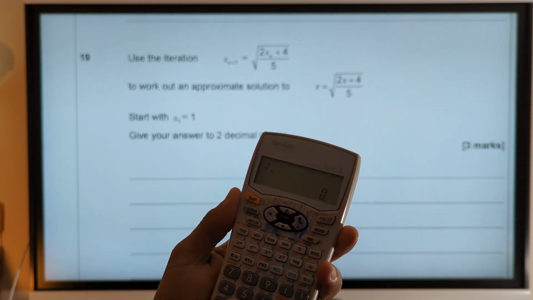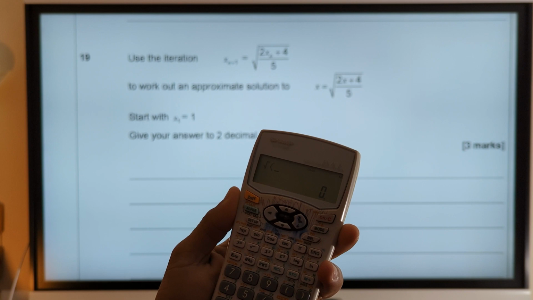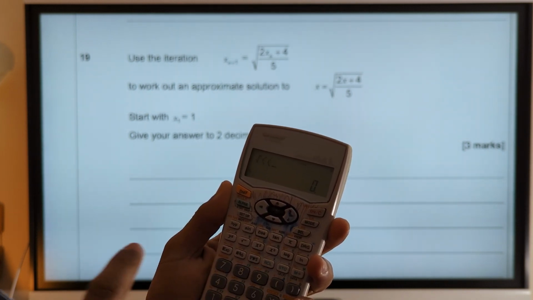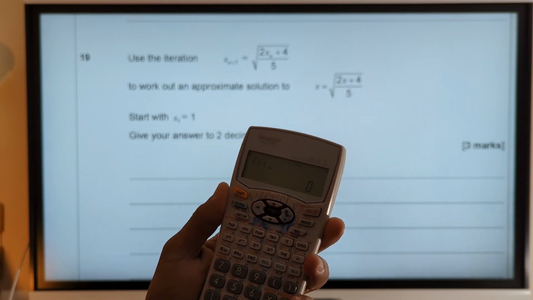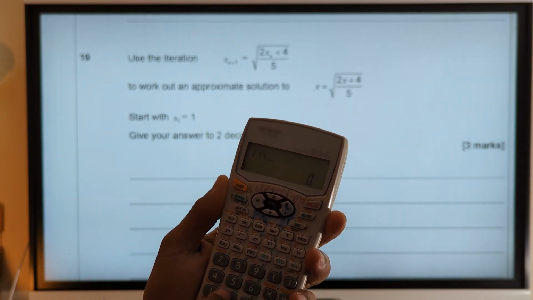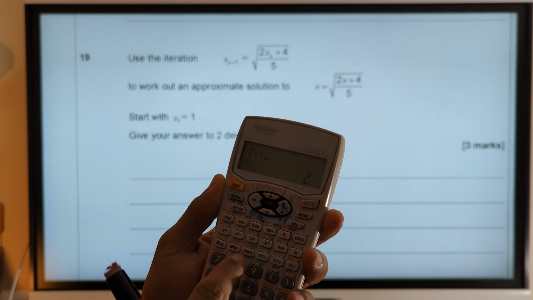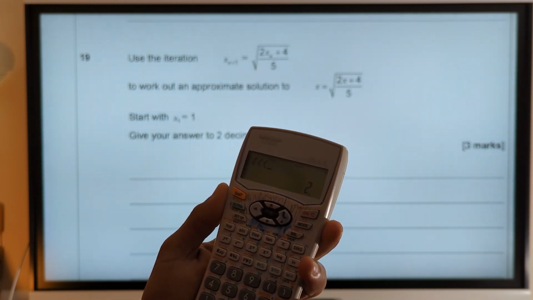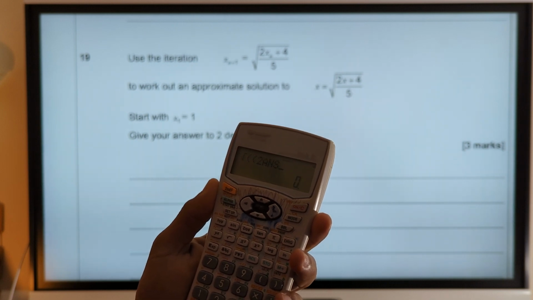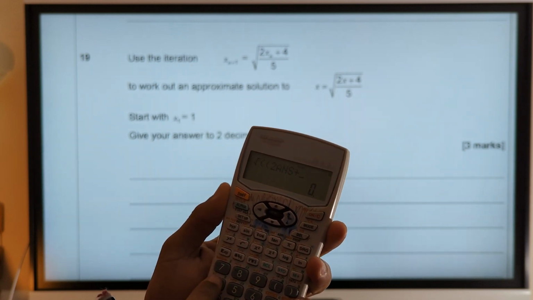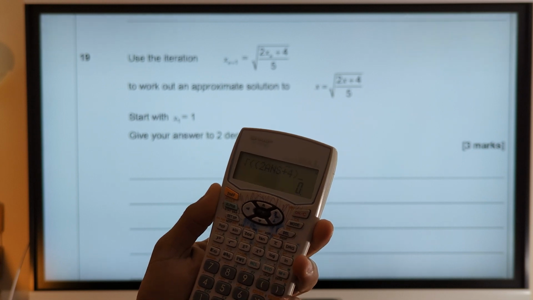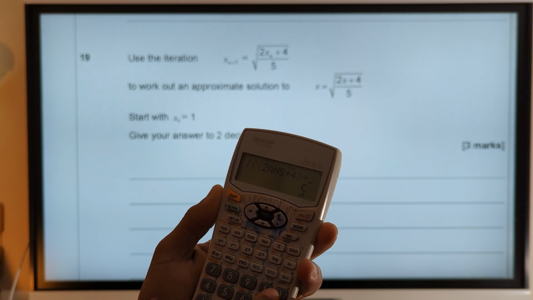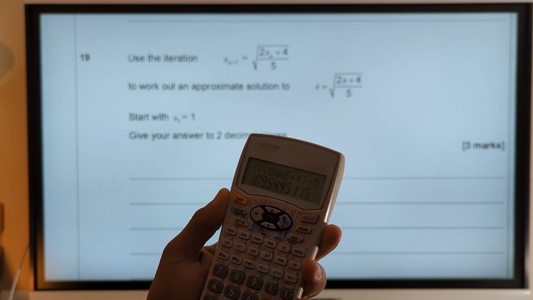Then we're going to do square root. I'm going to put the brackets, so we're taking the square root of everything. I'm going to do another bracket in case we miss anything out. So go 2, then the answer, plus 4, close one of the brackets, divide by 5, close another bracket, press equal.